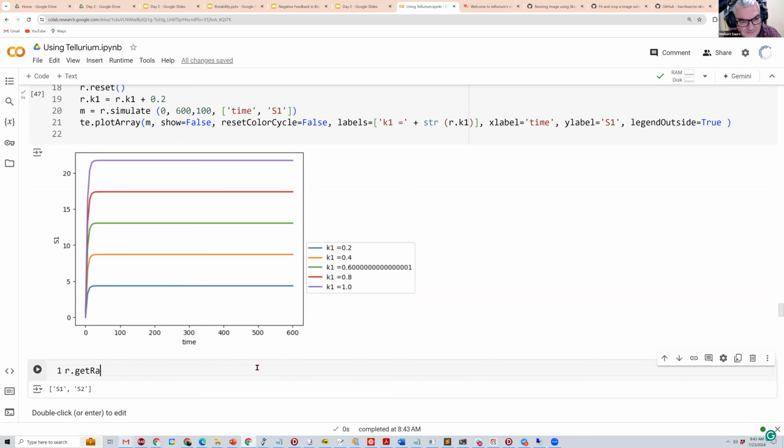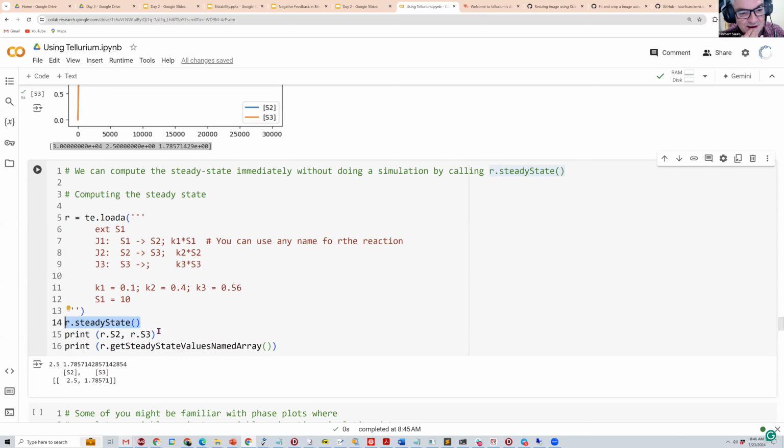It doesn't just get it. It changes things. That makes a lot of sense now. Well, I'm happier now. So I can just call that and it'll compute the steady state immediately, right?